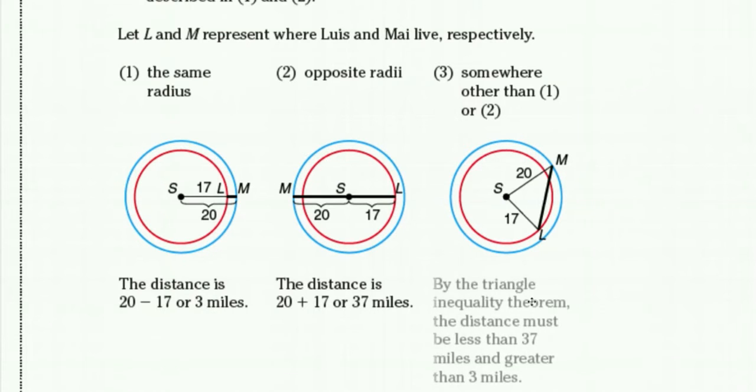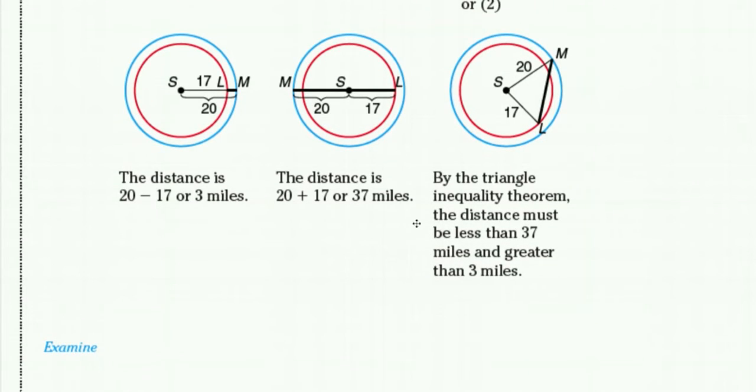And finally, in the third one, by the triangle inequality theorem, the distance must be less than 37 miles and greater than 3 miles. Does that make sense? So it should be less than 37 miles because of this one. The maximum distance between them would be 37 miles, and the least distance between them would be 3 miles. If we follow that same logic, you don't even have to look at the triangle inequality theorem, but the maximum distance they would have from each other would be 37 miles, and the minimum distance would be 3 miles.